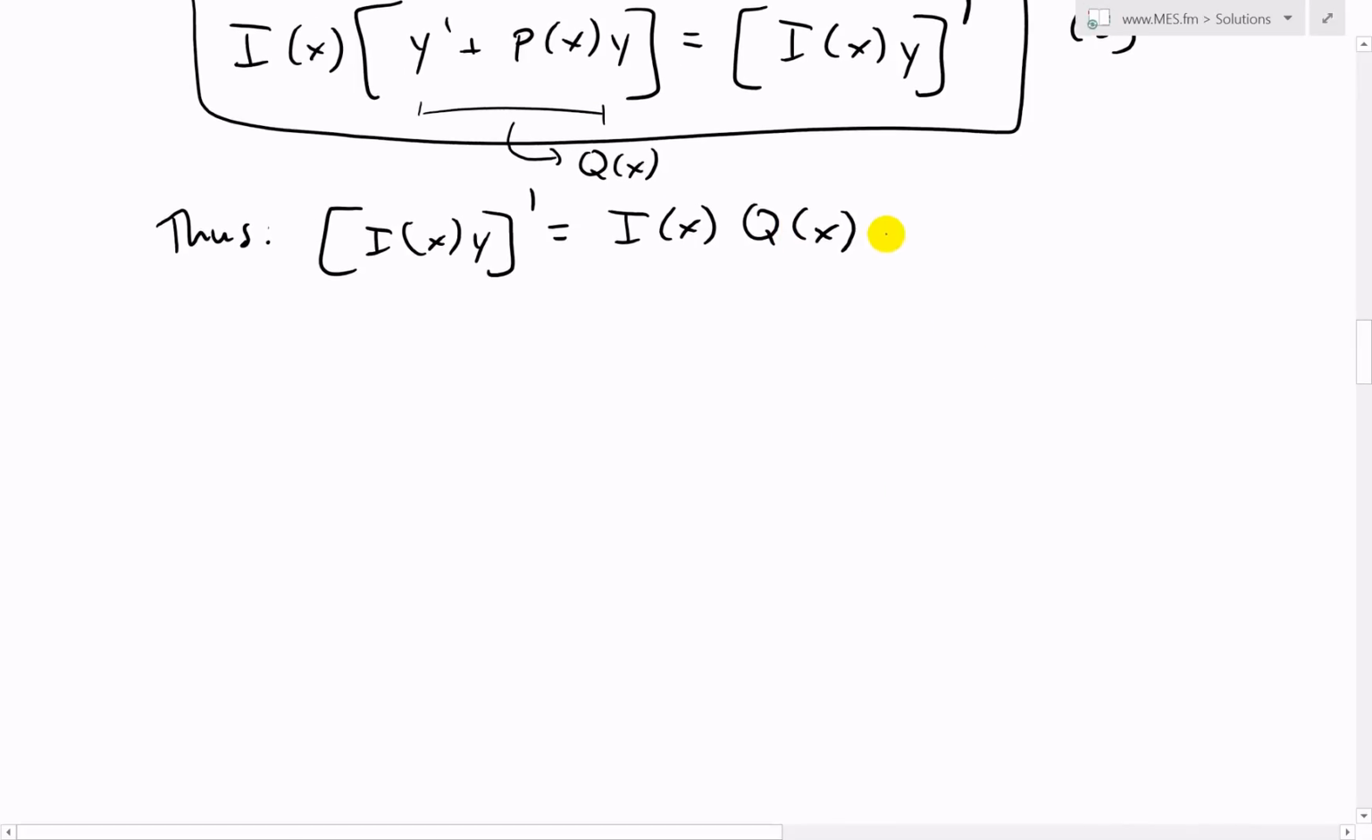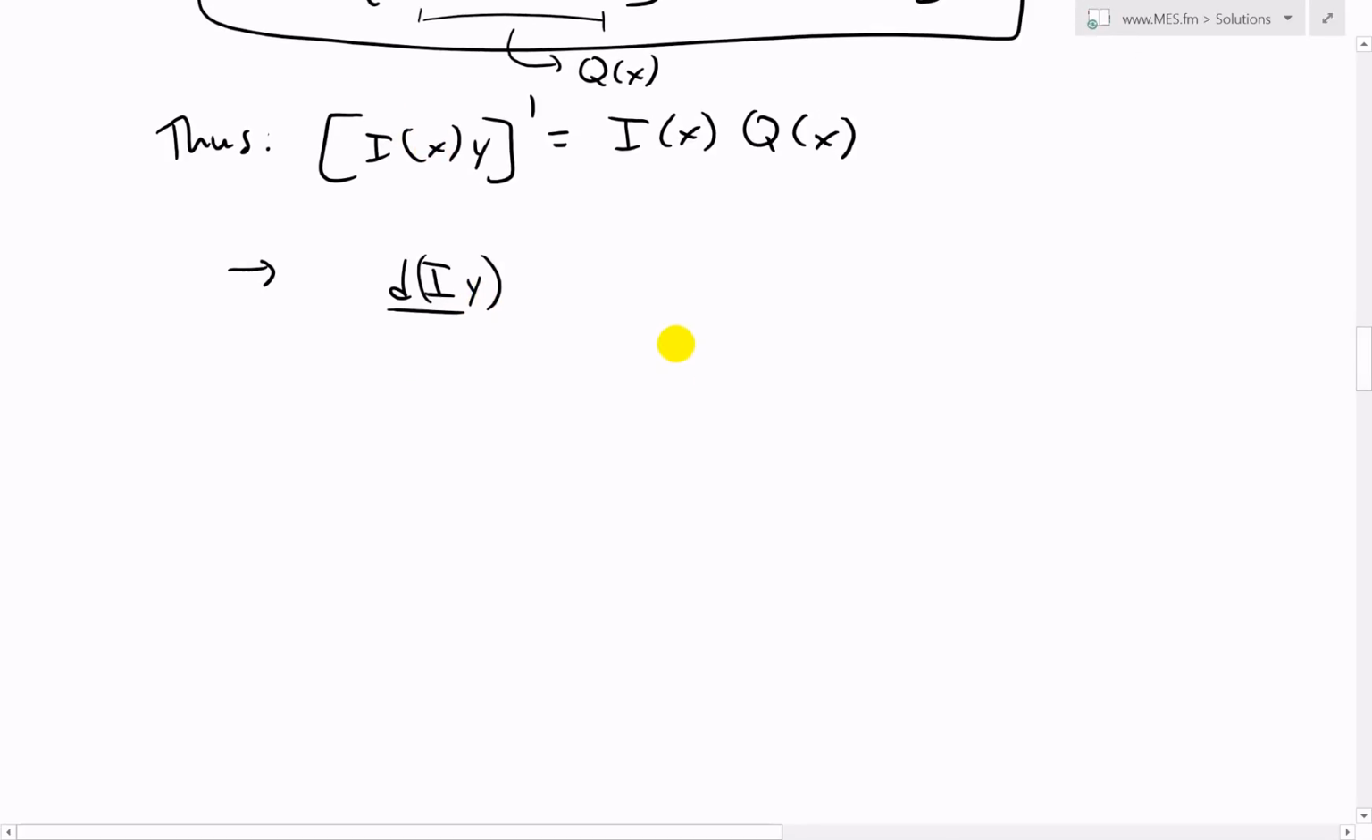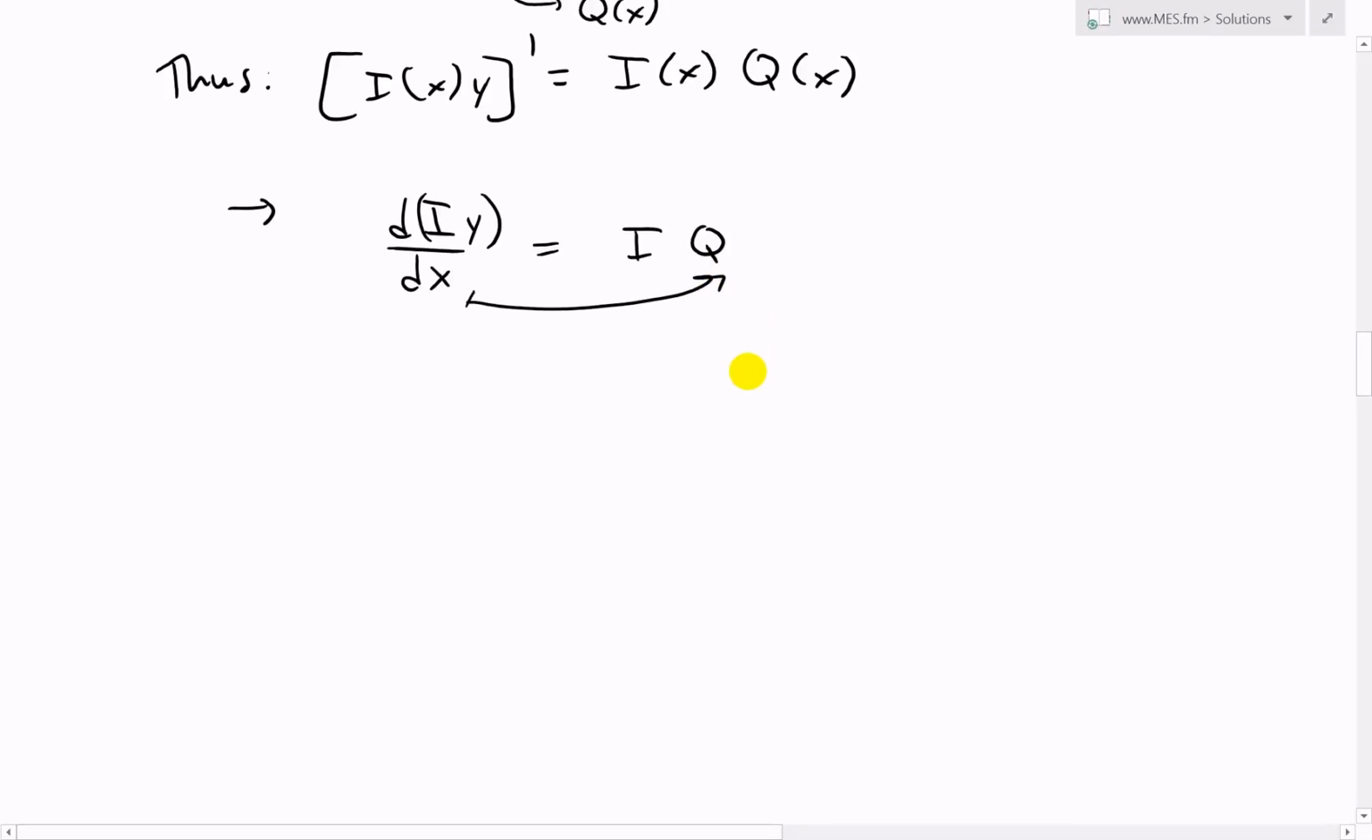Writing this in a different notation, this is the same thing as d(I y) over dx equals I q. I'll remove the x to make it easier, because remember, everything is a function of x, and y is a function of x as well. Then move the dx to the other side, and as you can see, it's separable. We get d(I y) equals I q dx.